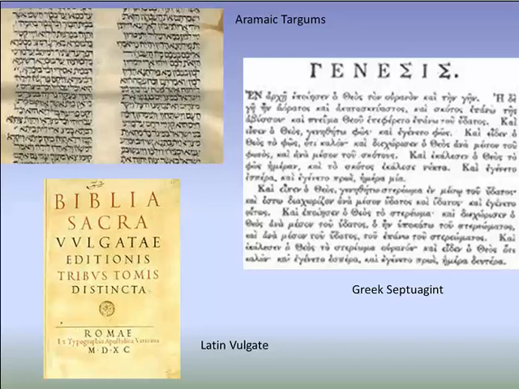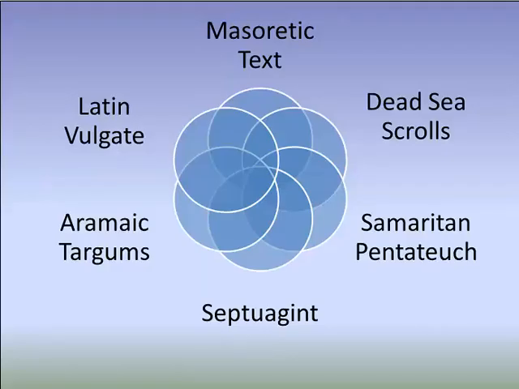The Aramaic Targums are another example, a translation into Aramaic, during the period where Aramaic was the more common spoken language of the common people, the lingua franca of the day, during the period of the Assyrian Empire. Finally, we have the translation into Latin of the Old Testament, which is the Latin Vulgate, and that dates to about 250 AD.